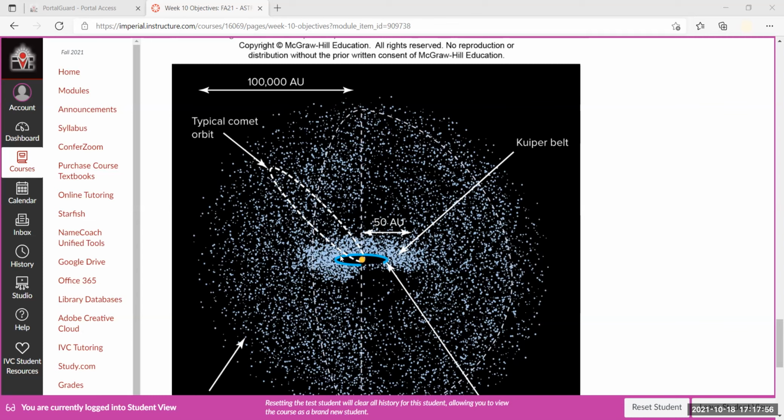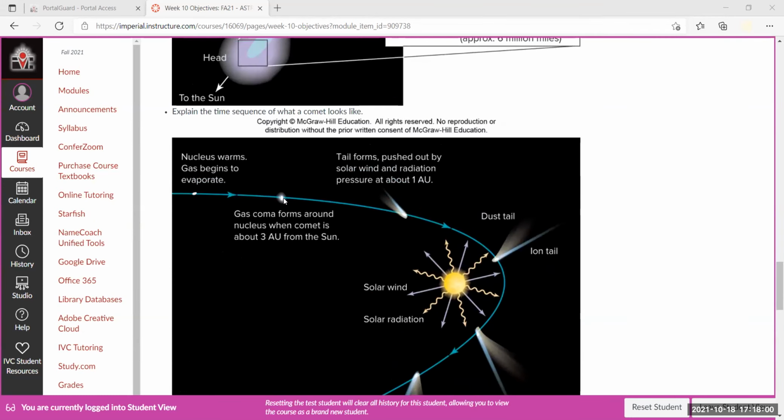When it's only 4 or 5, 6 astronomical units away, its temperature rises high enough that at that point it starts to thaw, if you wish, and a gas coma forms around the nucleus. So now there is a coma that starts to form around the nucleus. And as it gets closer and closer because of the radiation of the Sun, there is a tail that develops.